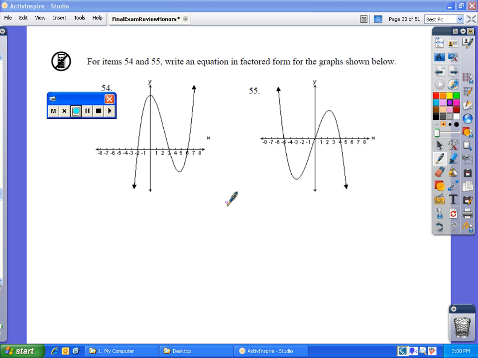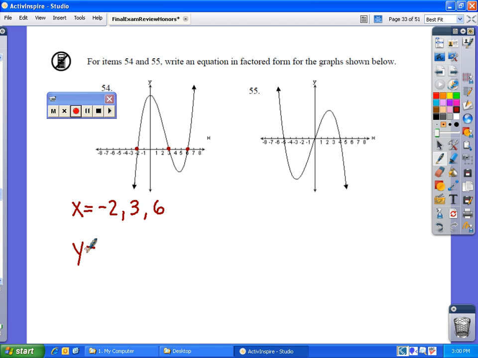In 54 and 55, we're asked to write equations in factored form for the graphs shown. The first thing that we'll need to do is go to the graph and identify each of the x-intercepts, or zeros. We have zeros of -2, +3, and +6. Now we need to create the factors for these zeros.